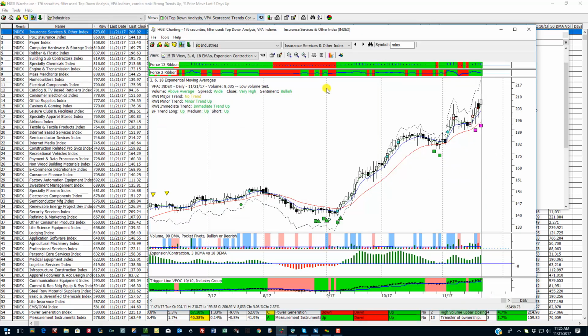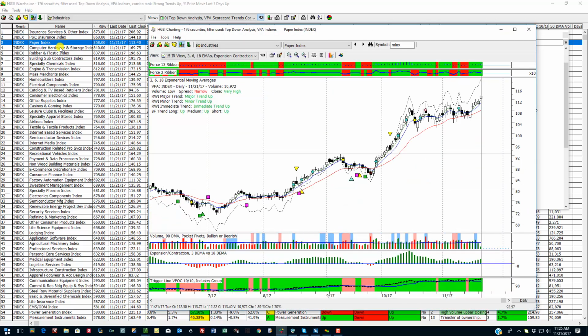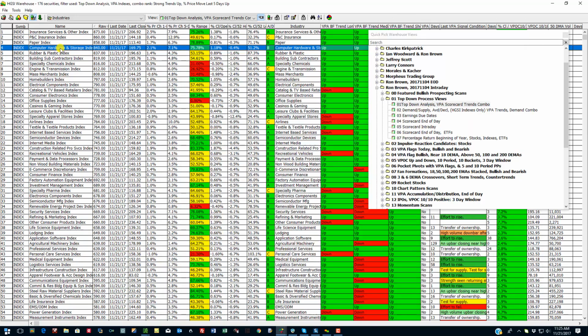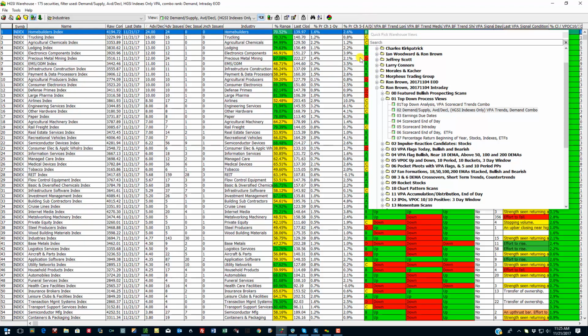And if I bring up this chart, you can see that this insurance group is very strong right now. And here's another insurance. Wow, there's a gap in there. Paper index, pretty conservative. Kind of strange, isn't it? But another thing you can do is go down to this next one, number 2. You can sort on advancers versus decliners, and look what's leading today.